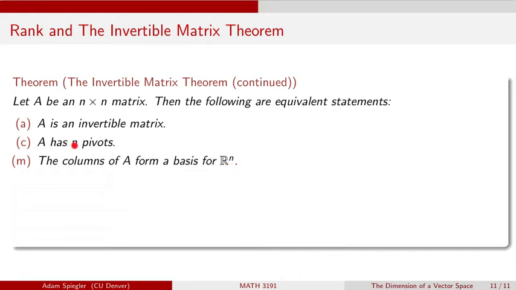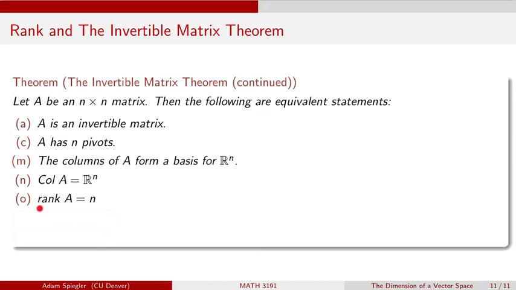And if A has n pivots, the column space of matrix A is going to have a dimension, a rank, which is equal to the number of pivot columns. So if we have n pivot columns, that means the column space of matrix A is going to span the entirety of the codomain, which is all of Rn. And so very much related to this statement M, this is equivalent to saying that the column space of matrix A is equal to Rn. It's the entirety of the codomain.